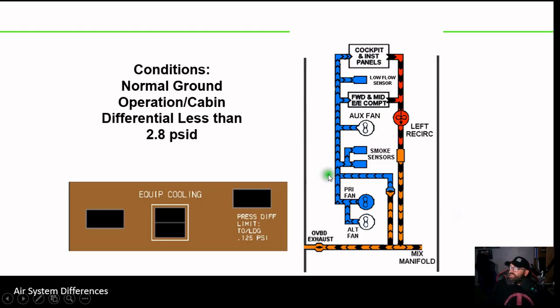Now, you can see this is a slightly different system. You've got some smoke sensors, a primary fan, an alternate fan, and your left recirc. Notice that the left recirc is kind of like your exhaust fan on the other side, right? It's helping pull that air through those systems, and then it's blowing it out the overboard exhaust. That's essentially what your left recirc does. You have two fans, your primary and your alternate fan. If you want to guess, your primary fan runs when you're not in the alternate system, right? So the primary fan runs when the primary system is in control.